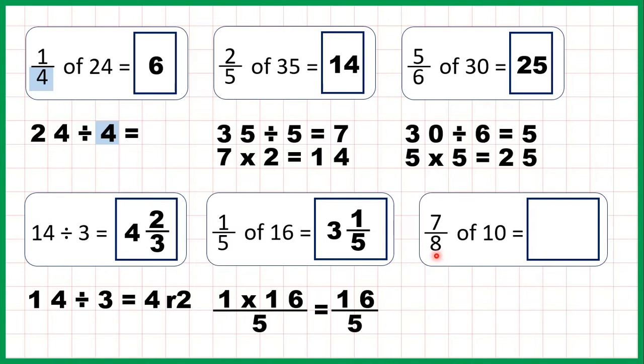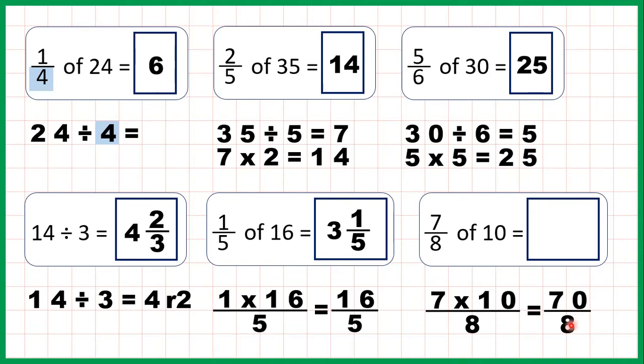Now, let's find 7/8 of 10. So, again, we're going to multiply 10 by the numerator, or multiply the numerator by 10, and our denominator is going to stay the same. So that's 7 times 10 over 8, which is 70 over 8, but we can turn that back into a mixed number by dividing. Remember, a fraction is really a division.